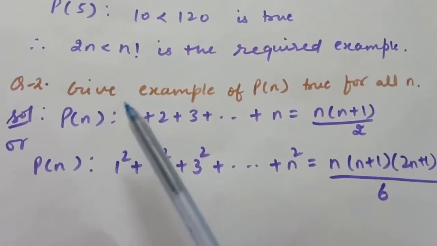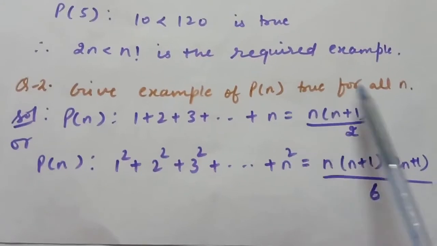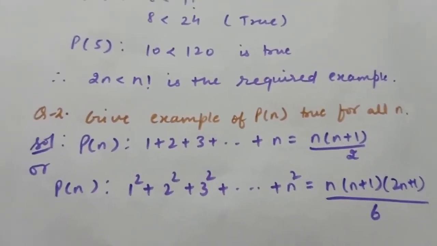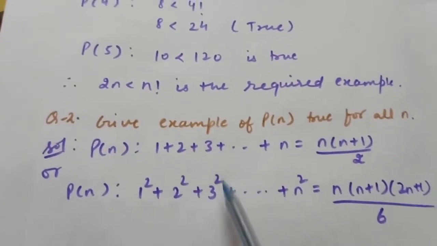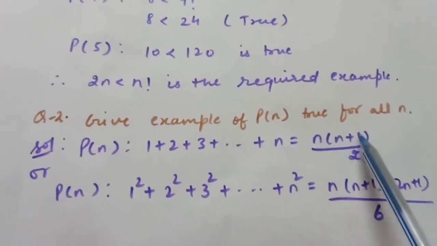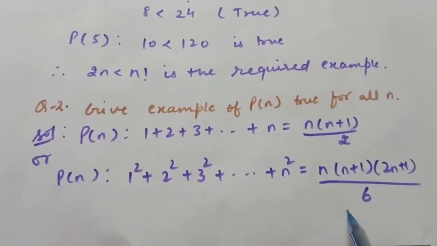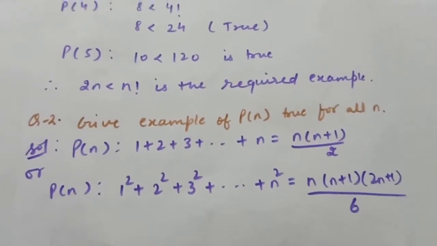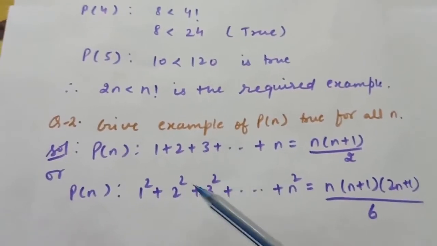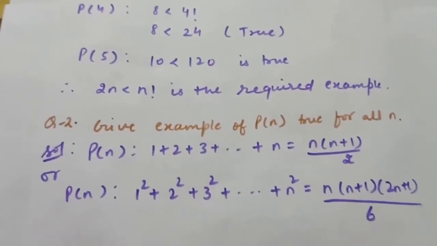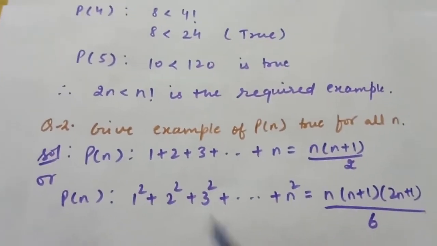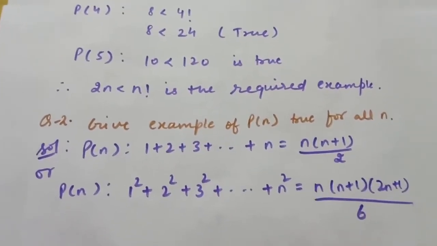Now the second question was, give an example of Pn true for all n belongs to natural number. So we have to give any example. We have done so many examples. I have taken these two examples, that 1 plus 2 plus up to n is equal to n into n plus 1 by 2, and this is another example. They also asked to justify this, that is, you have to prove it using PMI, which we have already done for these, right? So you can take any example and show that it is true by PMI steps.